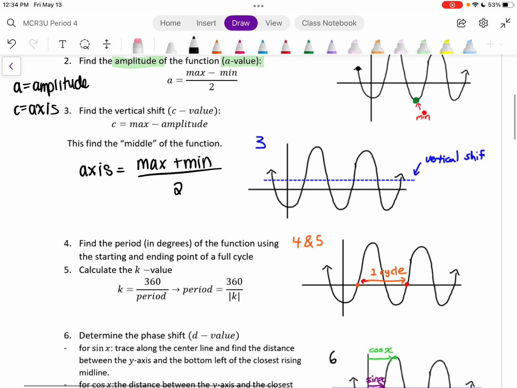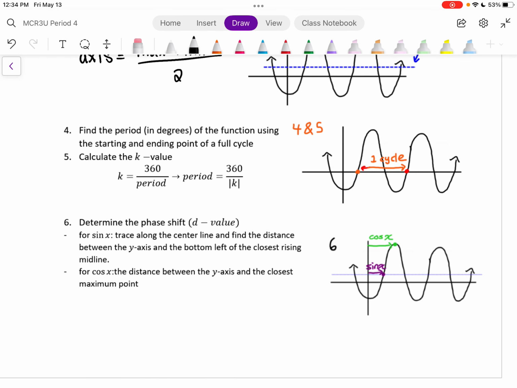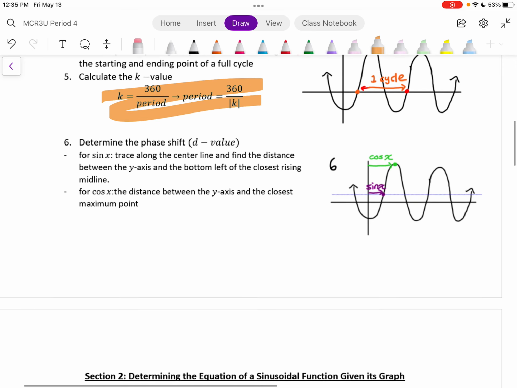Then you are going to find your K value. Your K value is 360 divided by your period. And that's because, remember when we were doing yesterday's lesson, in order to find the period, we would just do 360 divided by K. If you rearrange the formula, you get K equals 360 divided by the period. So you'll see right here, that conversion, right? You find how long one cycle is, find the period, and 360 divided by the period will give you your K. And then the last thing we're going to find is the phase shift.